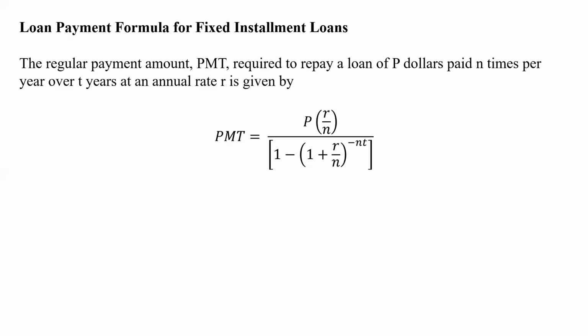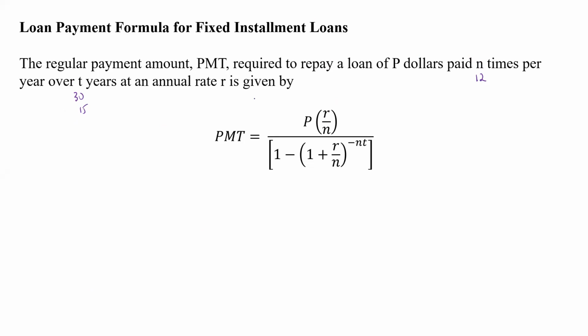All right, so the loan payment formula for fixed installment loans looks like this. The regular payment amount, how much you're going to pay each month, the PMT, required to repay a loan of P dollars, so how much you borrowed, that's the principal. It's going to be paid n times per year. Most of the time you're going to pay every month, so that's 12 times per year over 2 years. And again, you can have a 30-year loan, a 15-year loan, or whatever you decide to get.